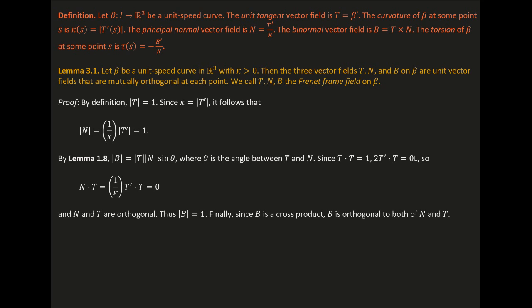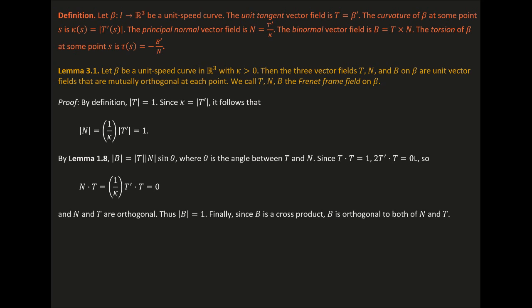Let's check then that these are all unit vectors and mutually orthogonal. By definition, the unit tangent vector field is of unit length because beta is a unit speed curve. Since kappa is the magnitude of the derivative of t, it follows that the magnitude of the normal, which is 1 over kappa times the derivative, the magnitude of the derivative of t, is just 1. By our earlier lemma, the magnitude of a cross product is the product of the vectors' magnitudes times the sine of the angle between the vectors.